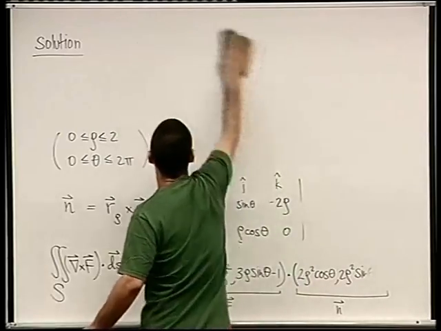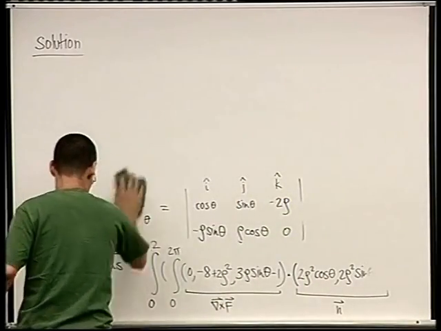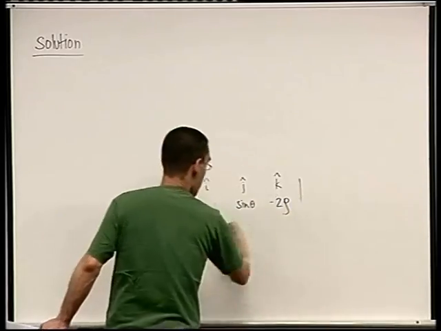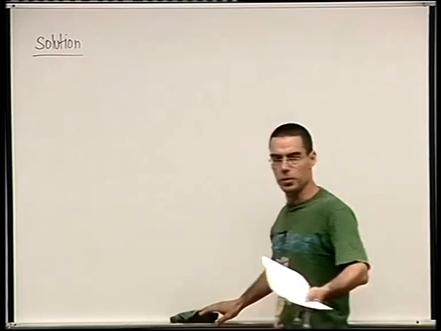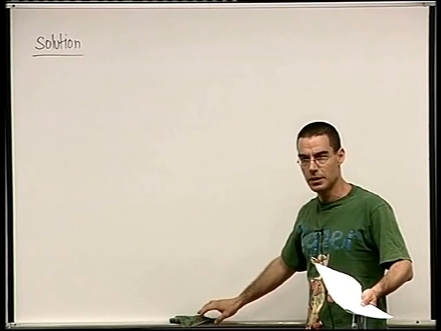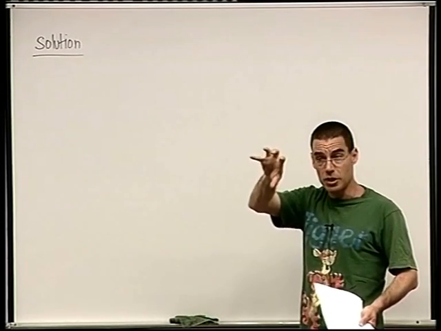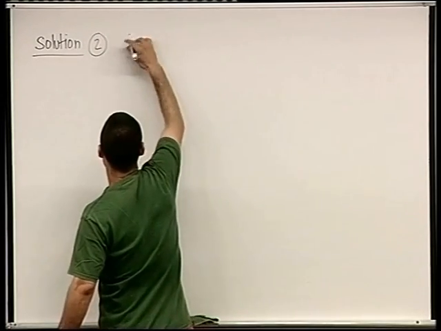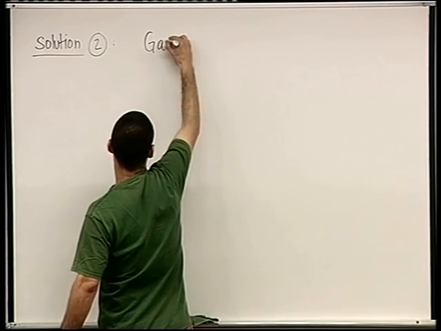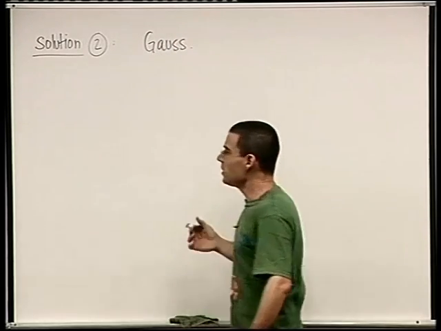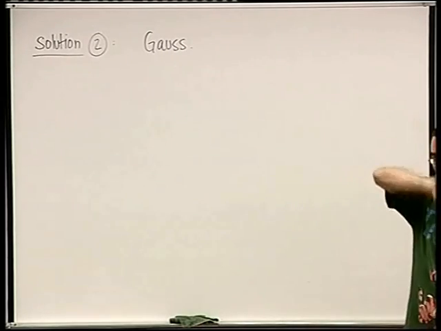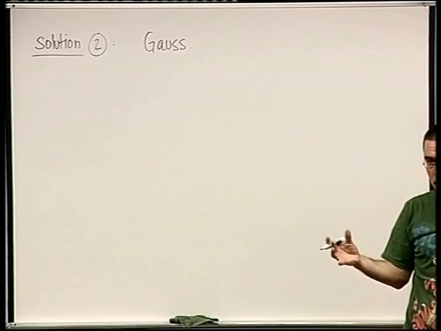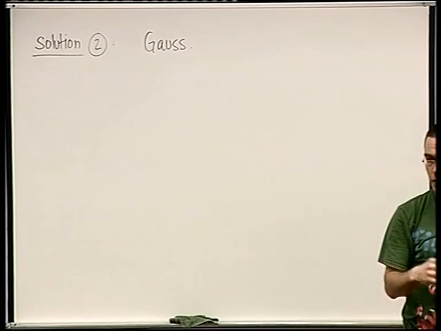So how do we use Gauss's theorem? Remember what Gauss's theorem said. Gauss's theorem started with, if you have a closed surface, bounding region V. Okay, so solution 2, Gauss. But this surface is not closed. It's the upside down paraboloid. It's definitely not a closed surface. It's an open surface. I can stick my hand in there, right?